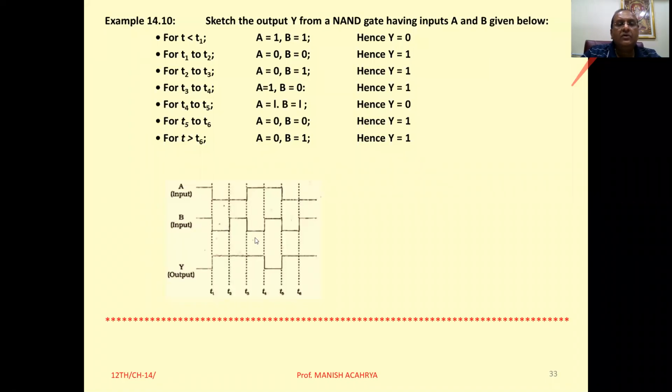A1, B0, we will get output. Again here, A1, B1, so both the inputs are present, we will not get output. Then A0, B0, again we will get output. A0, B1, again we will get output. Clear to all of you?